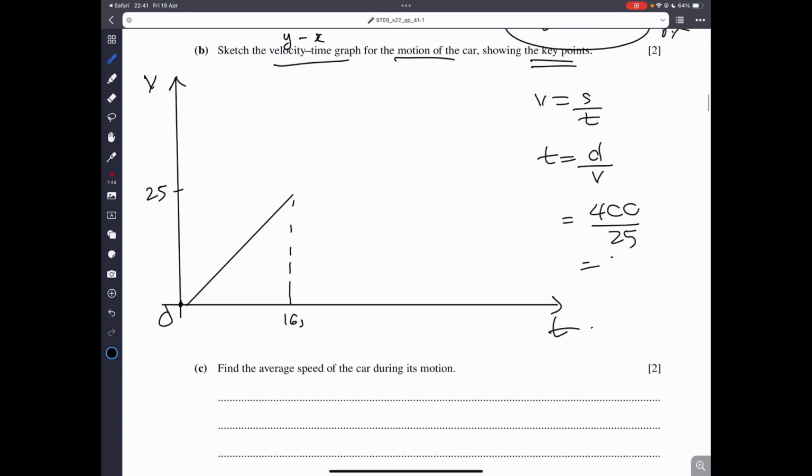This is giving us 16 seconds. So it's going to travel for another 16 seconds at the same speed again. So 16 plus 16 is 32 seconds.